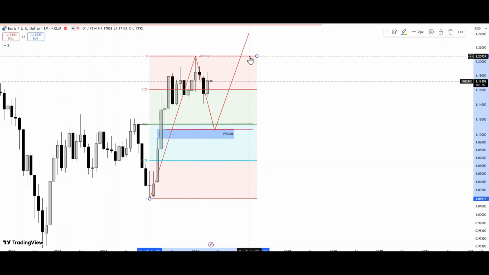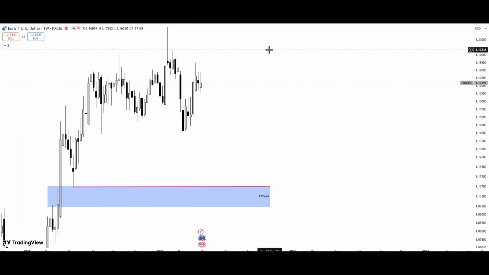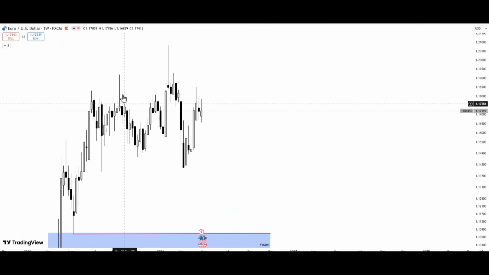So if that is the case, then that means definitely our draw of liquidity as of now is where? To this internal range liquidity. So let's look at the weekly time frame. If you look at the weekly time frame, you can clearly see again EURUSD when we had all this consolidation, this is what we had. And then finally we got this bearish momentum. And you can see here, this is market structure shift.